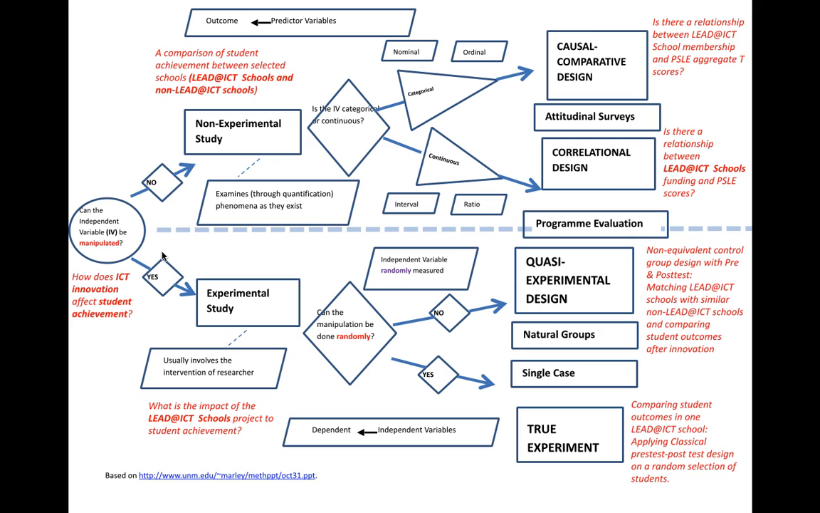If we go back here, if the independent variable cannot be manipulated, then we're looking at non-experimental studies. So for example, we can just compare student achievement between selected schools. One type of school will be lead at ICT, and another type of school will be the regular schools, the non-lead at ICT. If the independent variable is categorical, then you do what is called a causal comparative design. If the independent variable is continuous, then you do a correlational design, right?